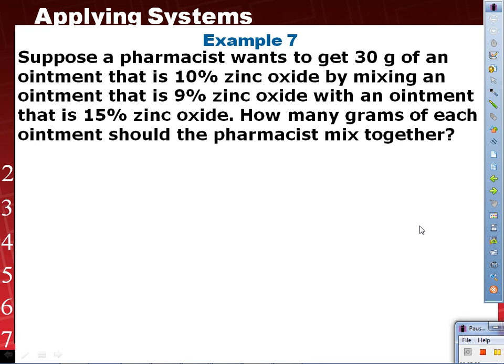Example number 7. You do need to write it down, please. Go. It says, suppose a pharmacist wants to get 30 grams of an ointment that is 10% zinc oxide by mixing an ointment that is 9% zinc oxide with an ointment that is 15% zinc oxide. How many grams of each ointment should the pharmacist mix together? In this case, are they asking for milliliters? No, they're asking for what? Grams. That is correct.